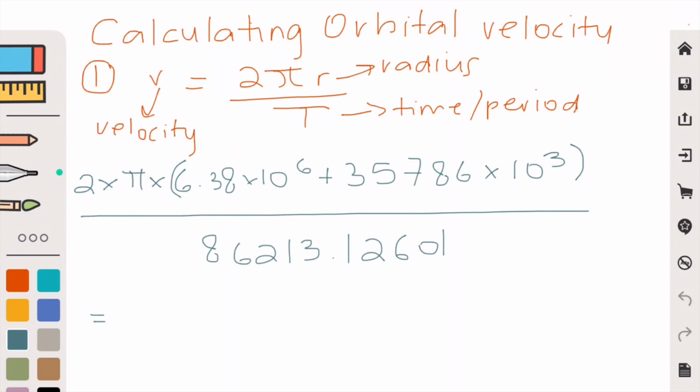Now that is our answer in meters per second, but we want to put it into kilometers per hour. So what we're going to do is just times that by 3.6, getting the answer of 11062.96099 kilometers per hour.